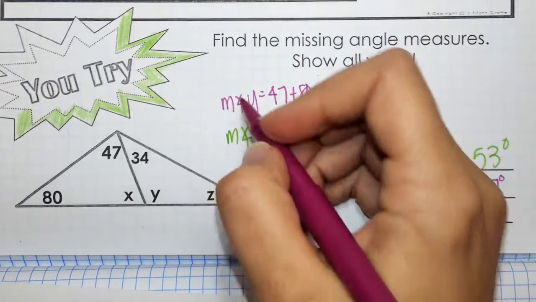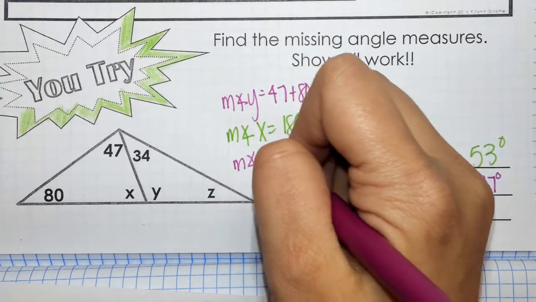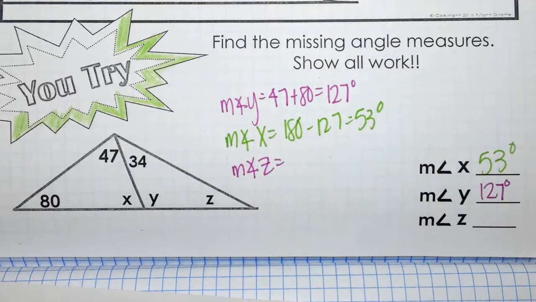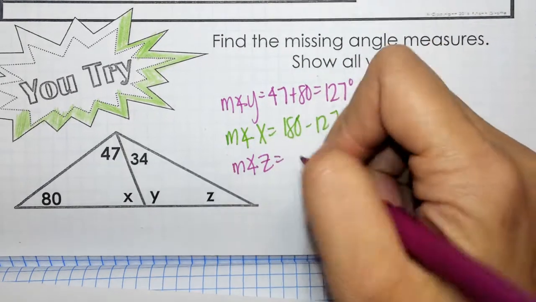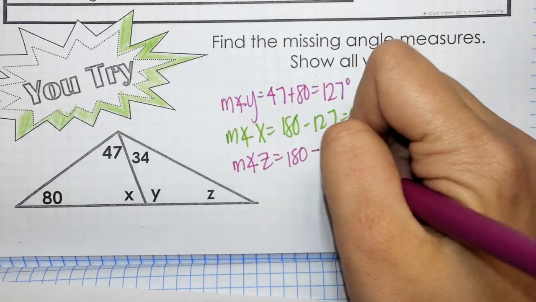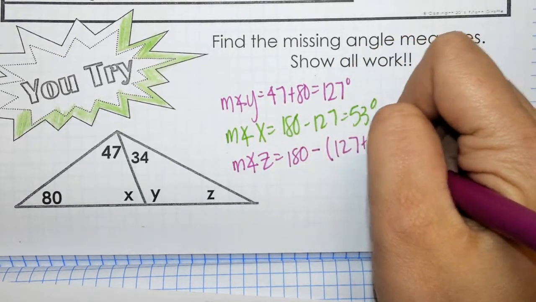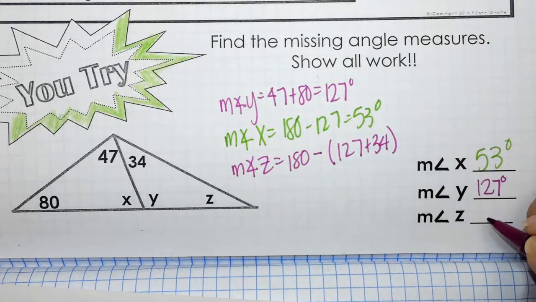Alright, and what's the measure of angle Z? 19. How did y'all get that? 127 plus 34. Then you subtract that from 180. So you did 180 minus 127 plus 34. And you got 19?